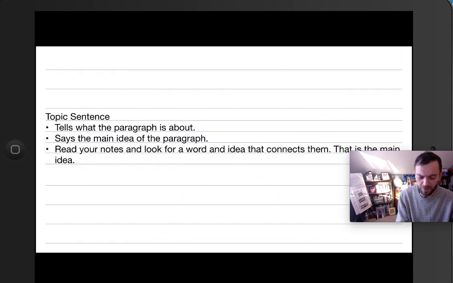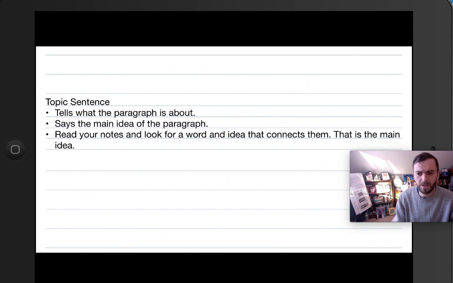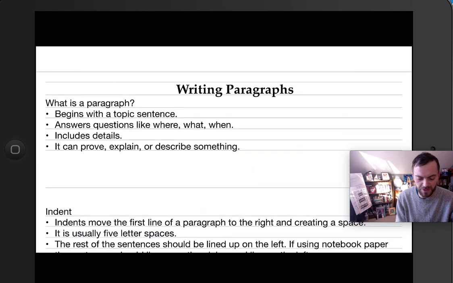And of course, we want to start with the topic sentence at the beginning of our paragraph. It tells what the paragraph is about. It says the main idea of the paragraph. And so let's go ahead and practice that. In order to write our topic sentence, first let's read our notes and look for a word or idea that connects them. That's the main idea, and that is what we'll use to write our topic sentence.